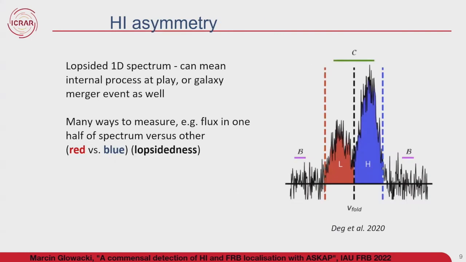Now, I mentioned on the right, you can see traces of recent interactions or mergers through the intensity map. You can also get an indication of this from spectra, although this can also be due to, for example, AGN feedback. So if you look at the spectrum on the right, this one is quite lopsided or asymmetric. There are many ways to measure this.